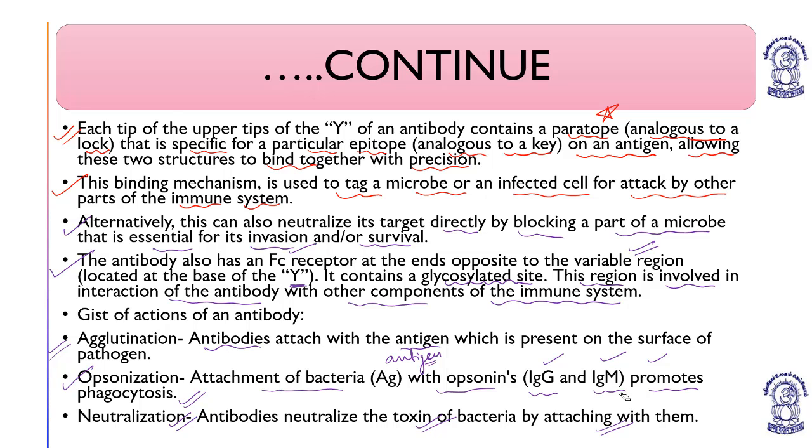Is that understood? So in the next class, I will be starting with the types of antibodies. Till then, please go through the lecture again and again so that you can remember it.